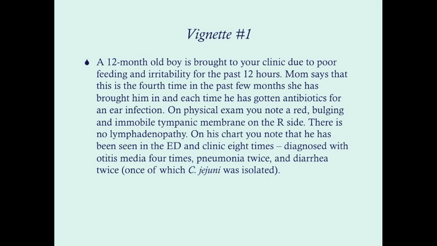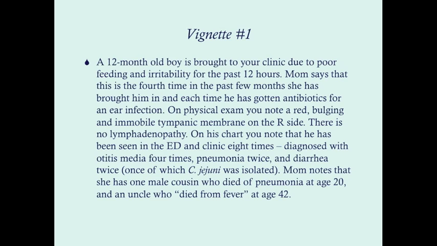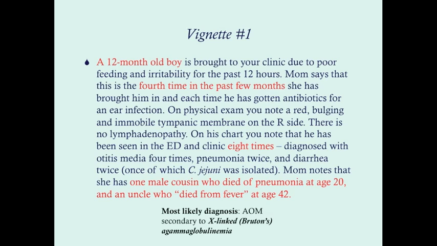And you probably got a little bit of a hint since I told you what we're going to talk about here. Okay, I'm going to give you a little hint here in case you didn't look closely at the summary of what we're going to talk about. Mom notes that she has one male cousin who died of pneumonia at age 20 and an uncle who died from fever at age 42. All right, so this is obviously acute otitis media, and it is most likely secondary to X-linked Agammaglobulinemia.